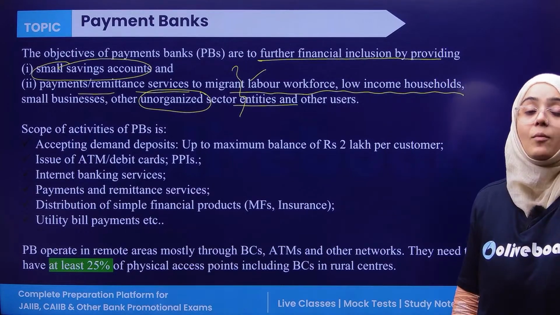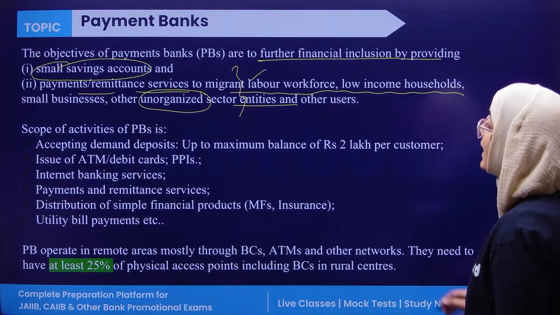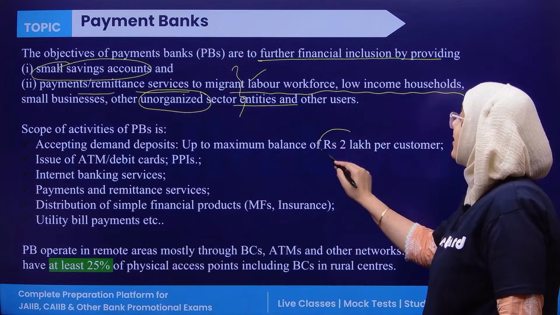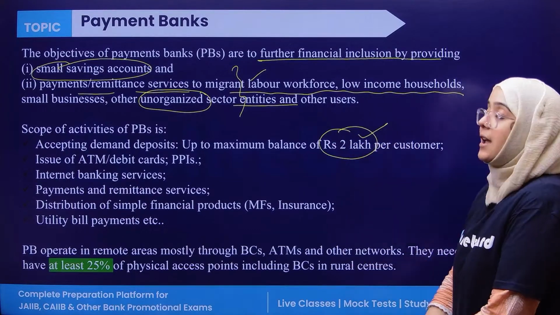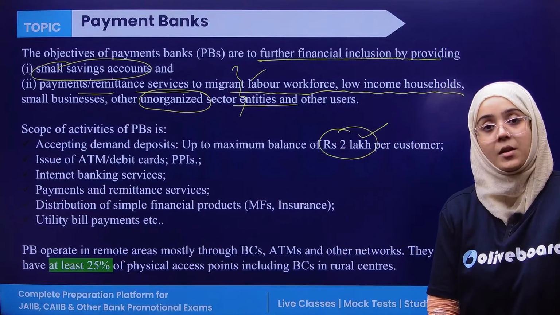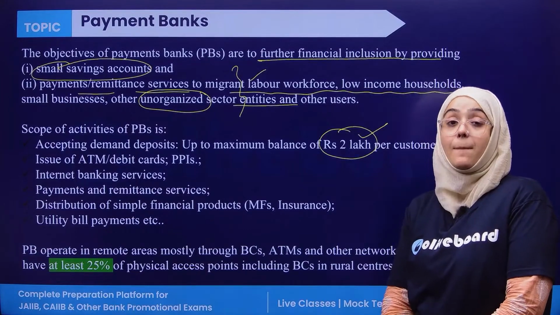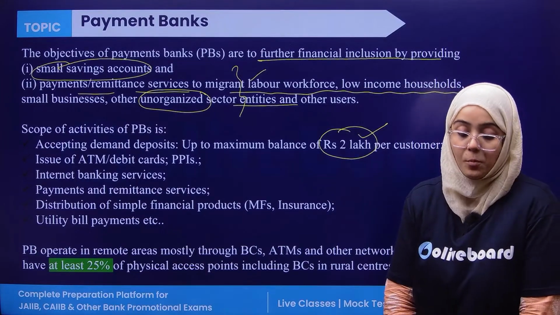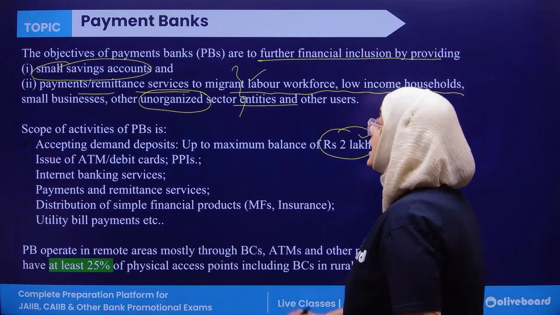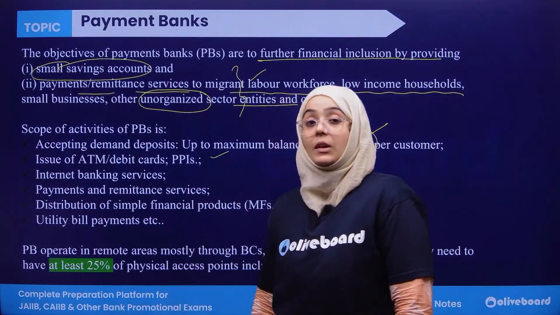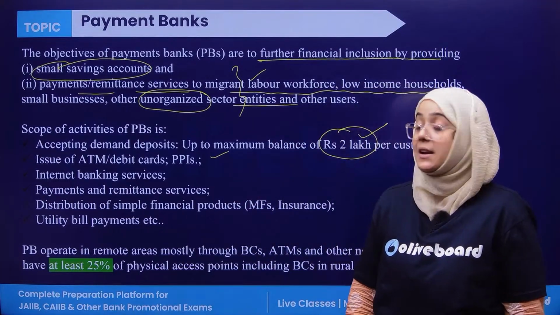Now, what are the activities of the payment bank? First of all, they can accept demand deposits, but the maximum balance they can accept is rupees 2 lakh per customer. So payment banks can accept demand deposits, but the maximum is up to 2 lakh per person, not more than that. They can issue ATM or debit cards or prepaid instruments.